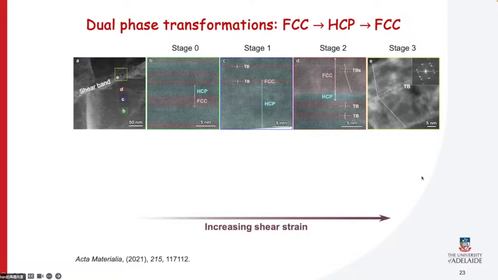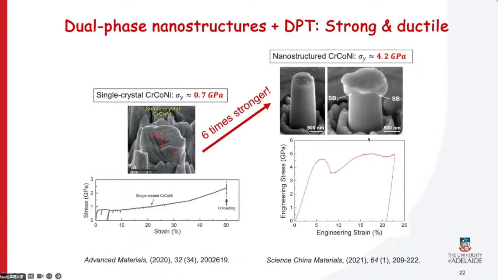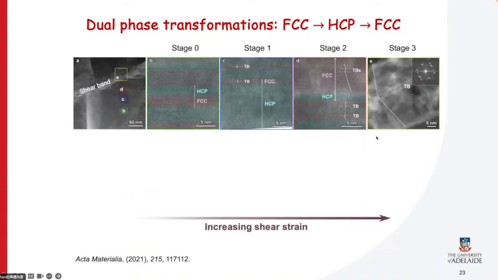We found this alloy shows a very interesting deformation mechanism. That's the most important thing of this study. It's dual phase transformations. Basically, what we have done is, after this micropillar compression, we prepare a TEM sample of the deformed pillar. And in this pillar, we see this shear band. And then we analyze the phase structure at different strain levels.